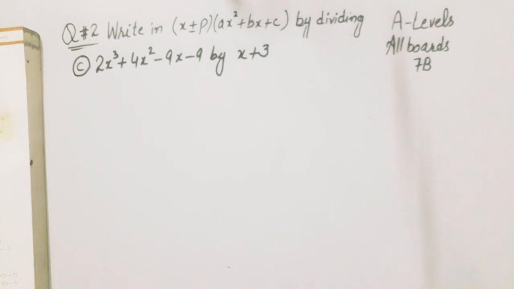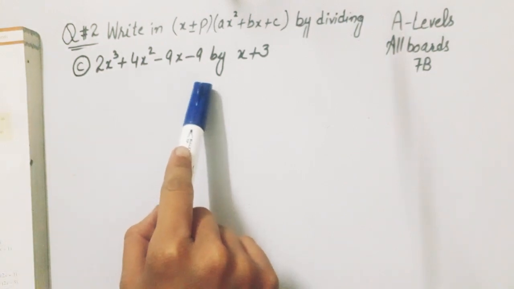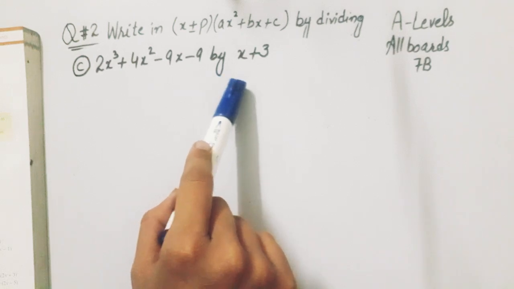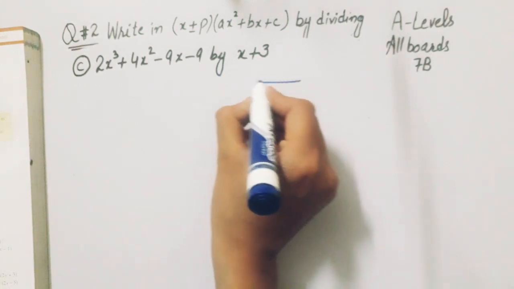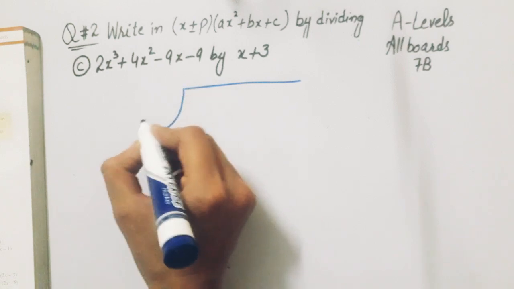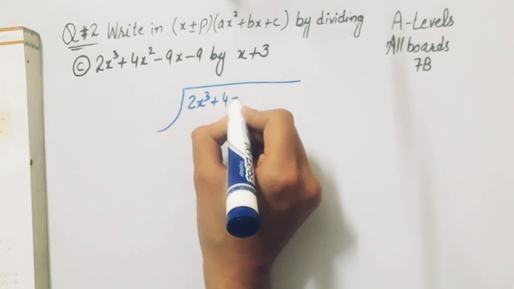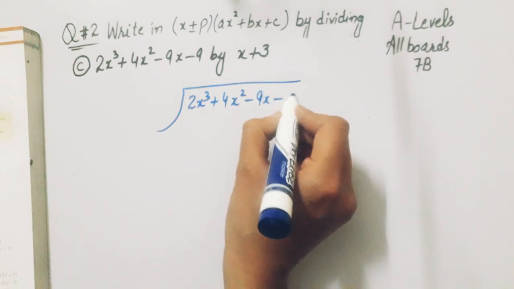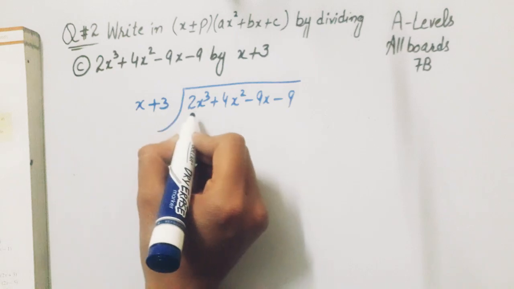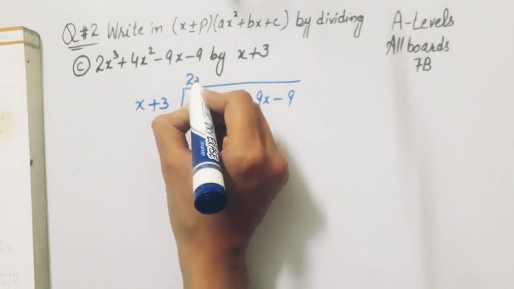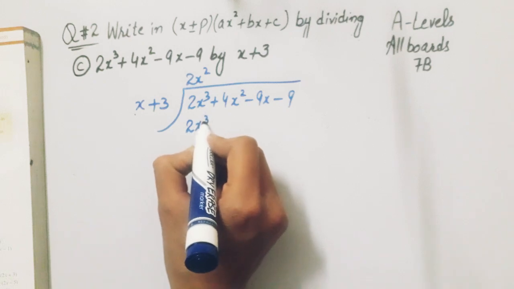Now we have part C, that is 2x cube plus 4x square minus 9x minus 9, and divide this by x plus 3. Now we will start this question. Write 2x cube plus 4x square minus 9x minus 9, and here we have x plus 3. To make x into 2x cube, we will multiply this by 2x square. 2x square multiplied by x is 2x cube.